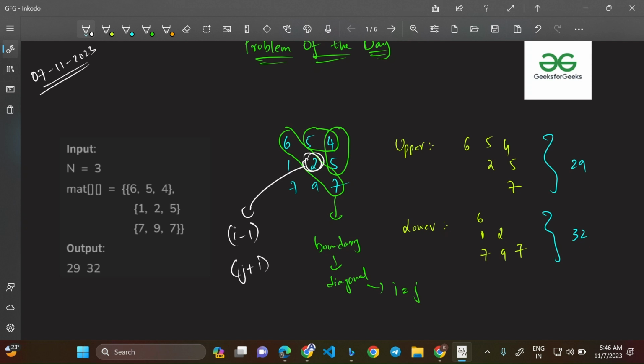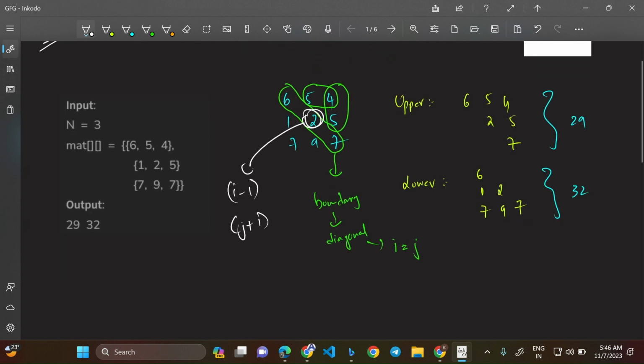So when I say right side, your column is increasing. When I say above, your row is decreasing. So in total, either your row decreases or your column increases when I say above or right, isn't it? When I say above, your row decreases. When I say right, your column increases. So in total the condition would be row less than or equal to column.